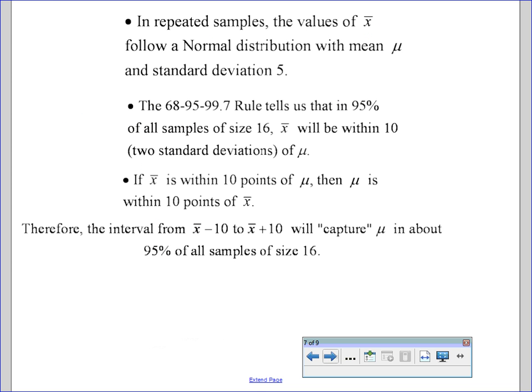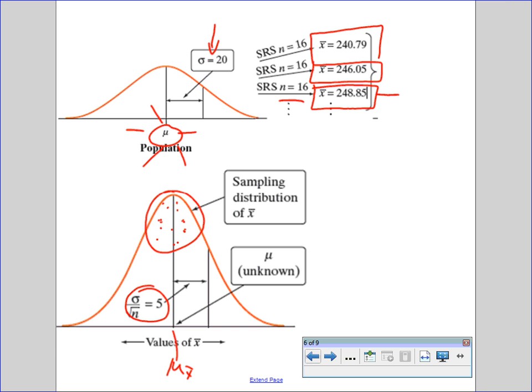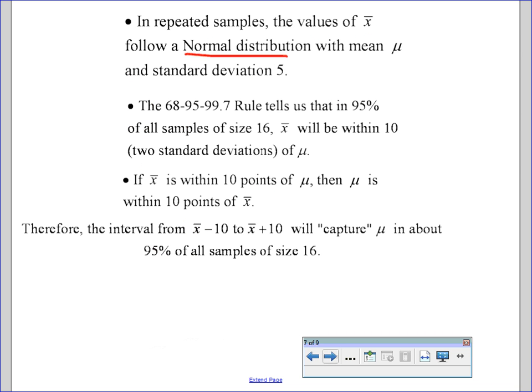So what we're going to do is if we did this infinite times, we'd get a normal distribution. If you look at this, the original population was normally distributed, so the sampling distribution will be approximately normal. So we know that 68, 95, 99.7, you know, 1 standard deviation within the mean, 2 standard deviations within the mean, 3 standard deviations within the mean.